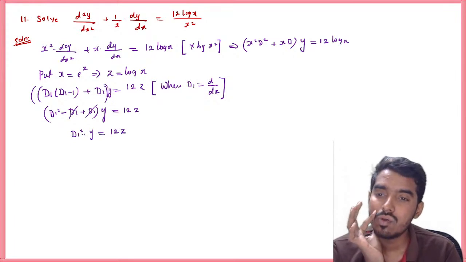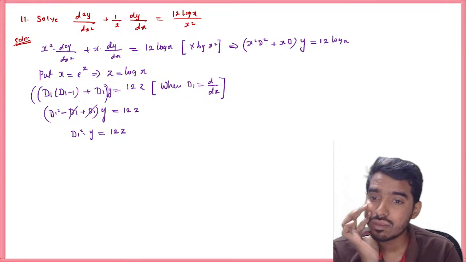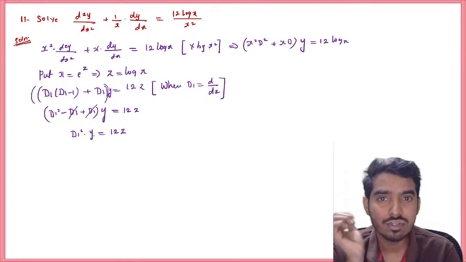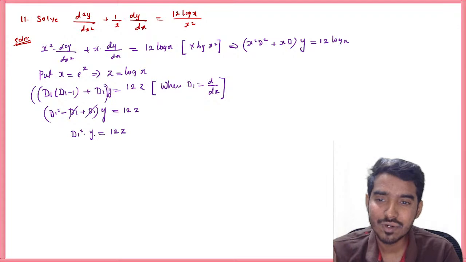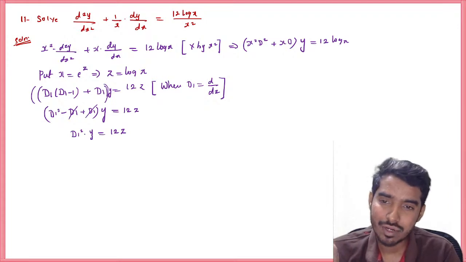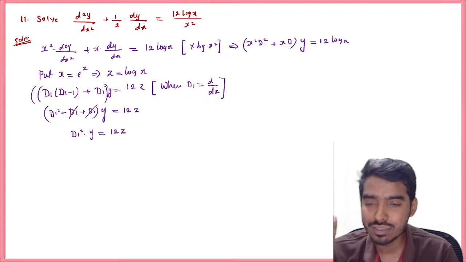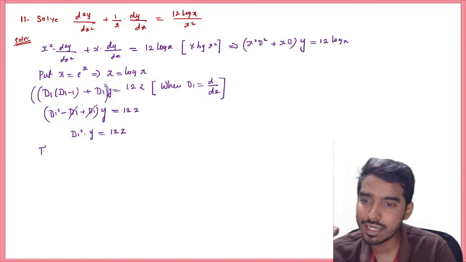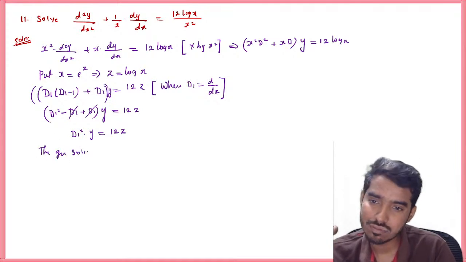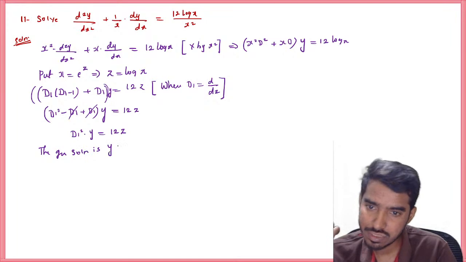Okay. Now you can see y is your general solution, right? You can do it in several methods. Okay, let us do it by the normal method, right? General solution is y is equal to CF plus PI.